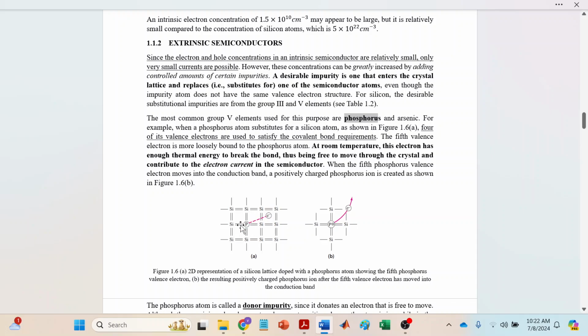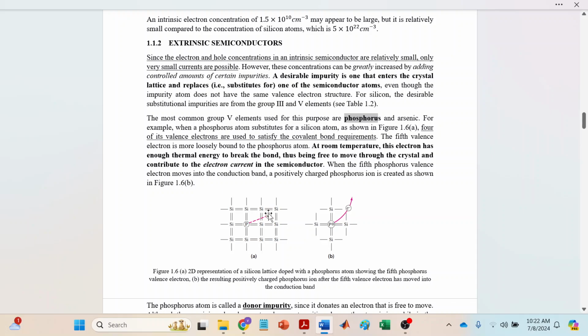So remember that phosphorus is a group 5 element, and we just need 8 valence electrons to complete the orbit. So there is one extra remaining, because 4 out of the 5 phosphorus valence electrons will satisfy the complete orbit. So one extra is going to be left hanging, which is the 5th one.